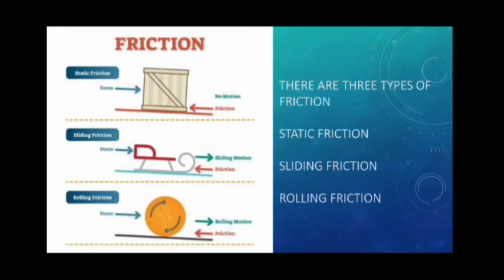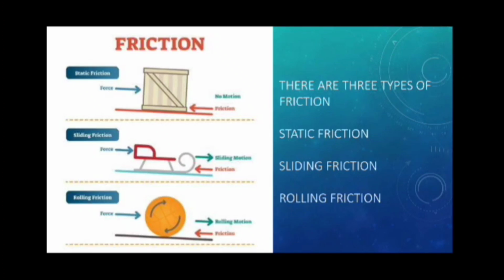Now, what do you mean by static friction? You can see in this particular diagram, three diagrams are given. So first is the static friction. Static friction is a kind of starting friction because an object just tends to start moving. It does not actually move. So the object remains static, that is, it remains steady or stationary in this case.